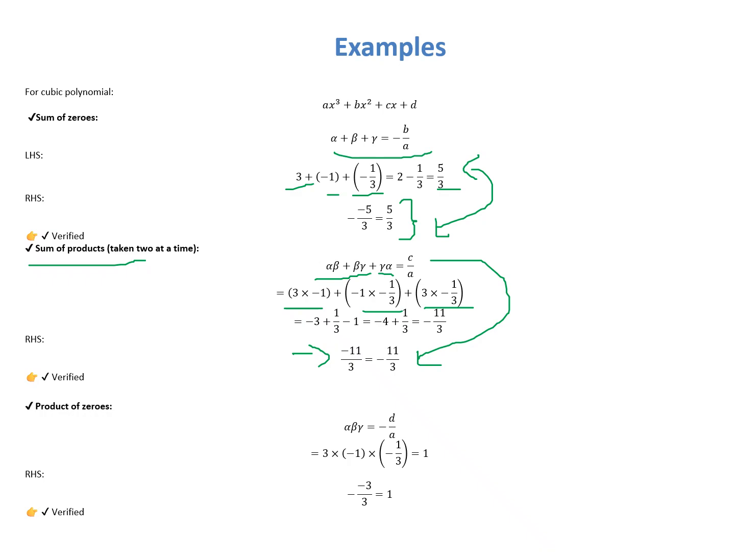And then we have to understand the product of the zeros, which is alpha, beta, and gamma. So if we multiply 3 into minus 1 into minus 1 by 3, we get the value 1. And when we compare this value with minus d by a, it is also coming as 1.